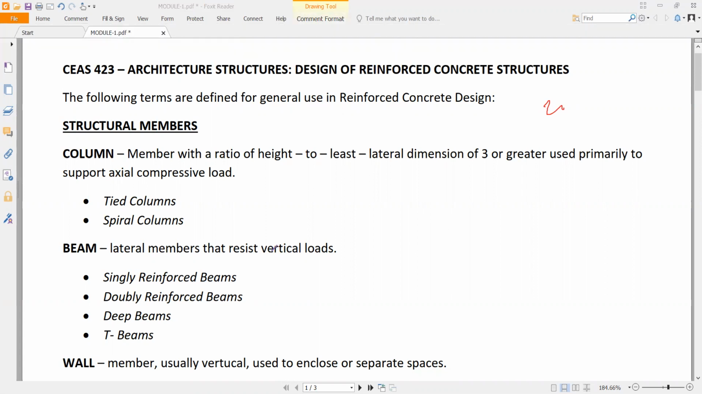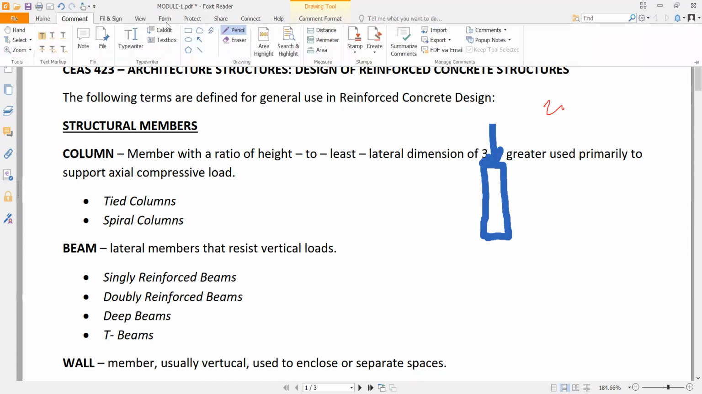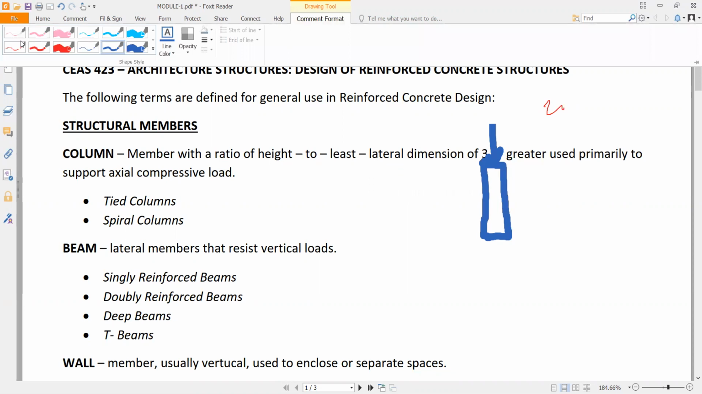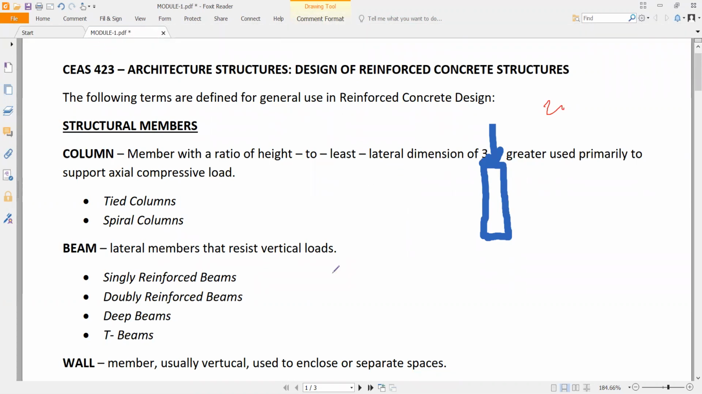Okay? So our columns are your vertical members. You know the posts, that is a column. We have posts, and it receives axial compressive load. Again, our columns are vertical, and they receive axial compressive load coming from the beam. But also, our column resists lateral forces caused by your earthquake or your wind load.